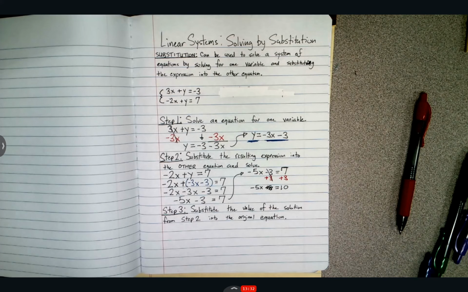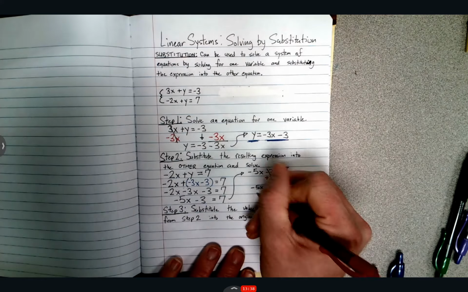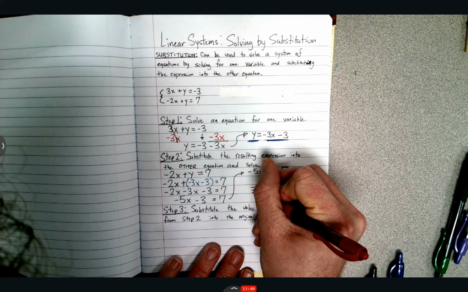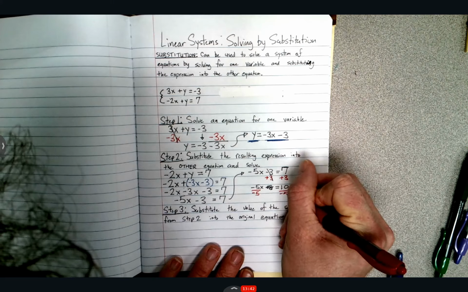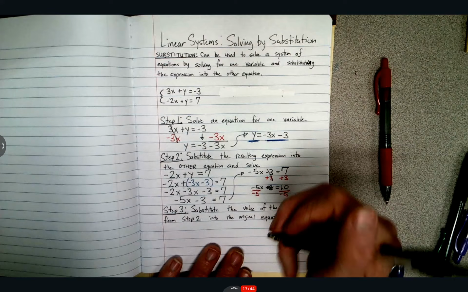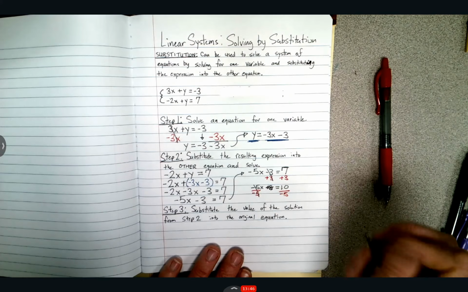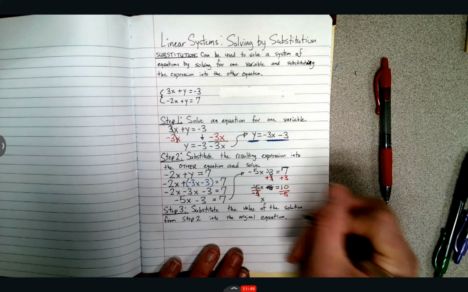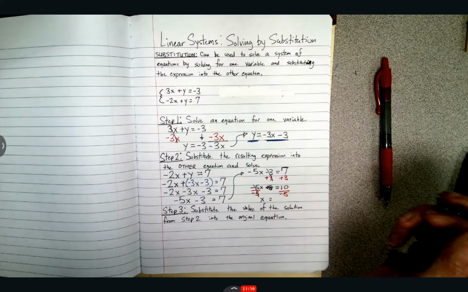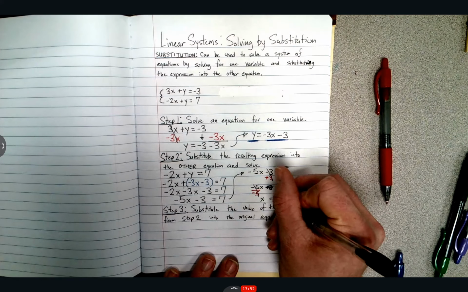Now, what's the last step for solving, Alyssa? Divide by negative 5. Thank you. Divide by negative 5. And this negative 5 cancels. I'm just left with the x. And 10 divided by negative 5, negative 2.